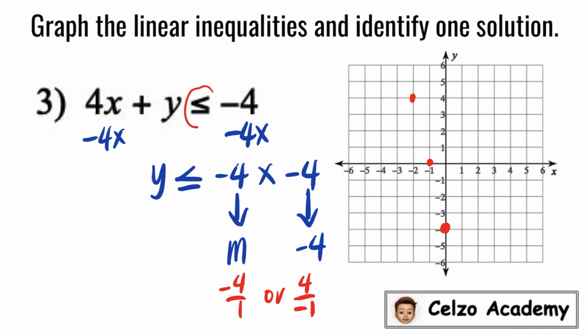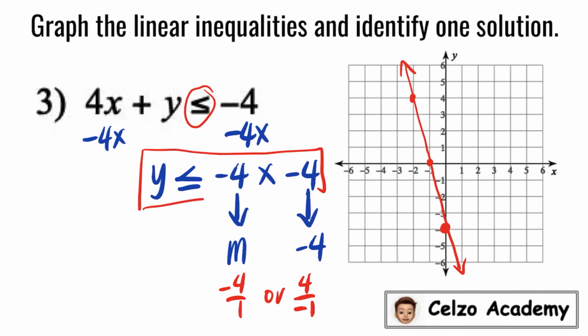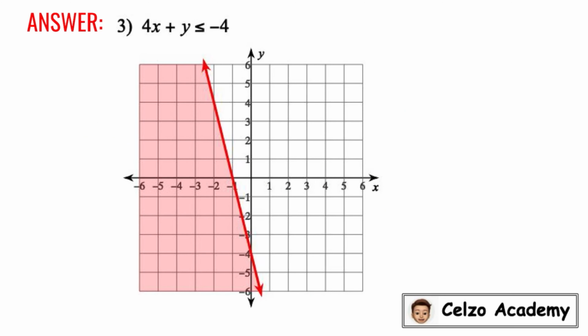Since we have less than or equal to, this means that the graph is a solid line, not a dashed line. The inequality is y is less than or equal to negative 4x minus 4. This means that the solution set to the inequality is anything in the lower half of the line. Let's take a point in the shaded region, let's say (-3, 1).